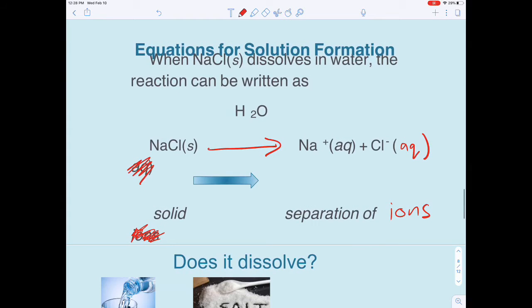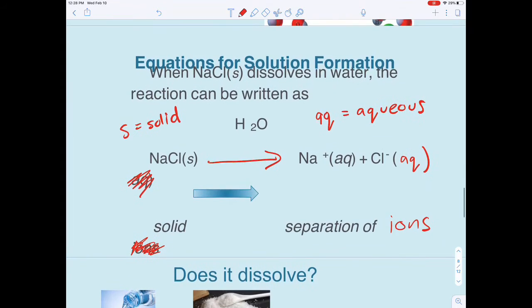So when water does dissolve a salt, you can see that it breaks up into these ions. So the solid salt crystal, S is solid, breaks up into ions. And so when they're dissolved in water, we use these two letters, AQ. So what does AQ stand for? That stands for aqueous. And that means it's dissolved in water. Okay, so basically it's just saying that when salt dissolves in water, it breaks up into sodium and chloride ions. We get the separation of ions.